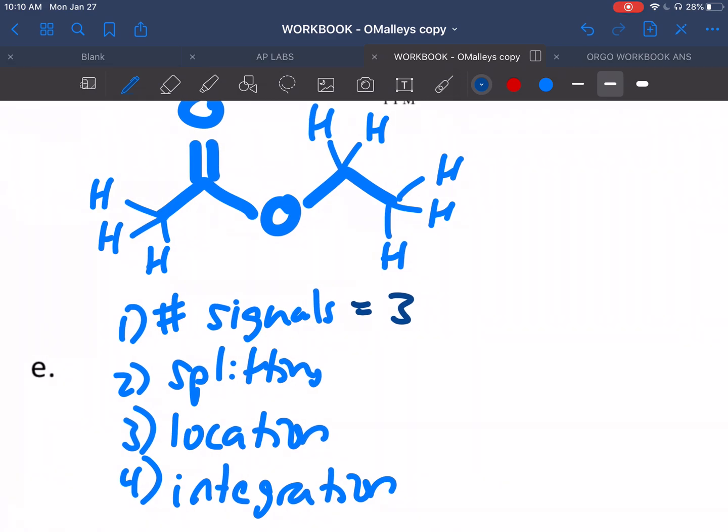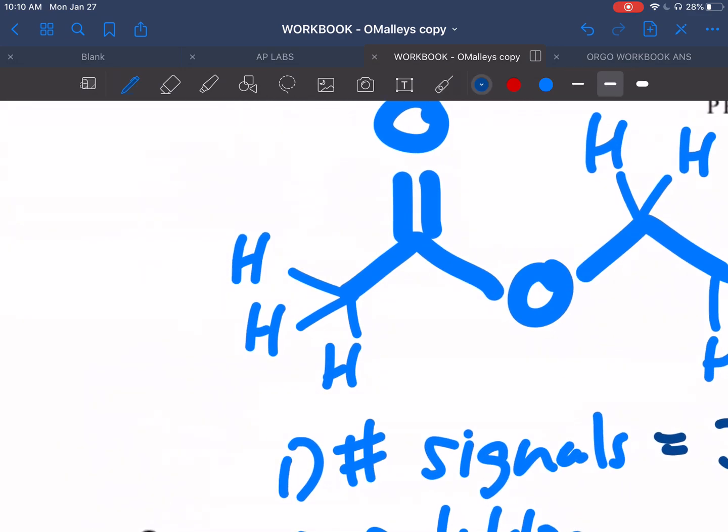And then what should they be split into? Well, I'll write it next to each one. Let's simultaneously do the integration and the splitting together, because that's how we usually write them. So on the left, I would have a 3 hydrogen signal, because there's 3 of them. And if you look at the adjacent carbon, there's 0 hydrogens. So this should be a 3 hydrogen singlet, so 3H S.